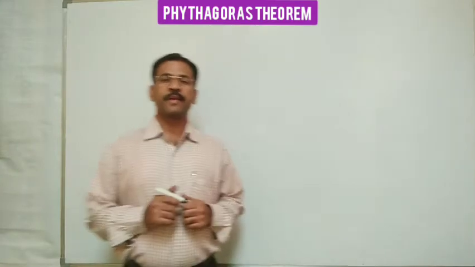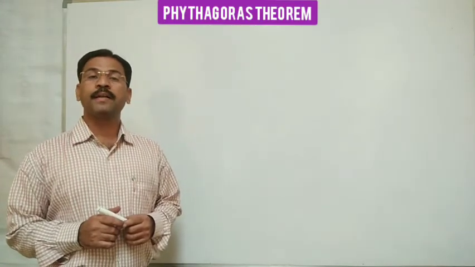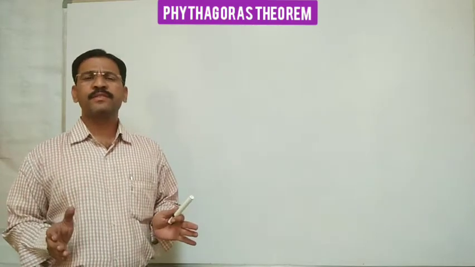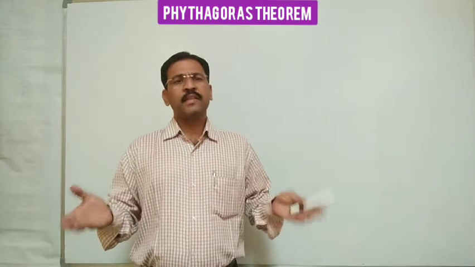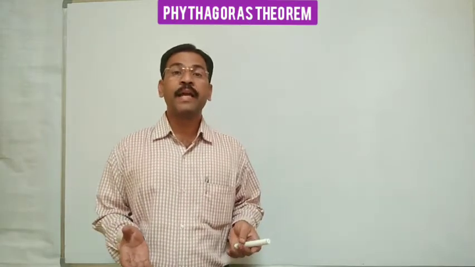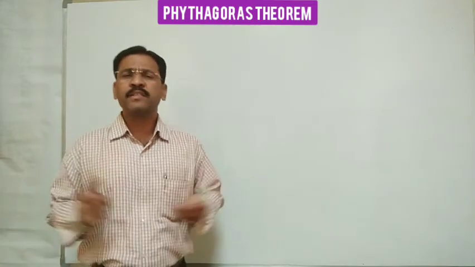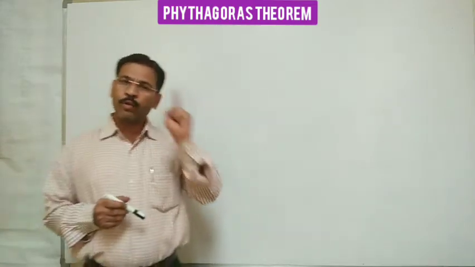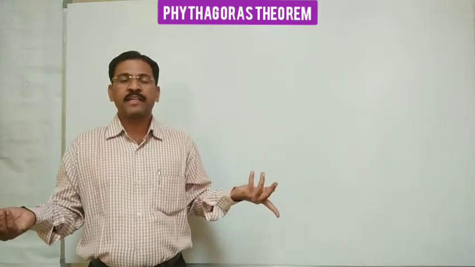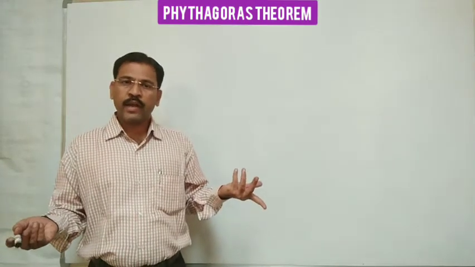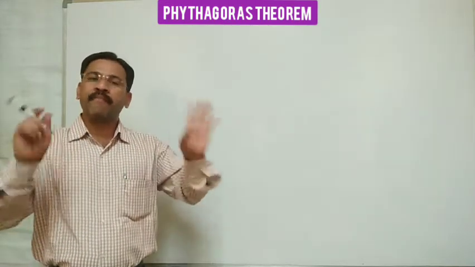Friends, welcome to the new topic of Maths 2, that is Pythagoras theorem. Friends, you already know what Pythagoras is. This Pythagoras we always have to apply in a right angle triangle only. In a right angle triangle, there is one angle that is a right angle. Its opposite side is obviously the hypotenuse, and the remaining two sides are called sides making right angle.